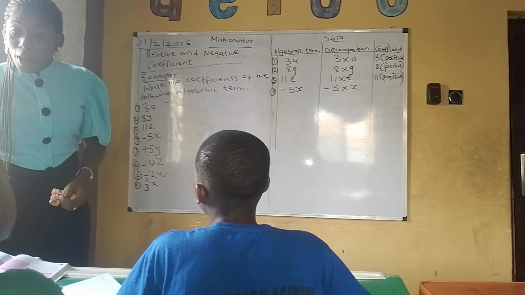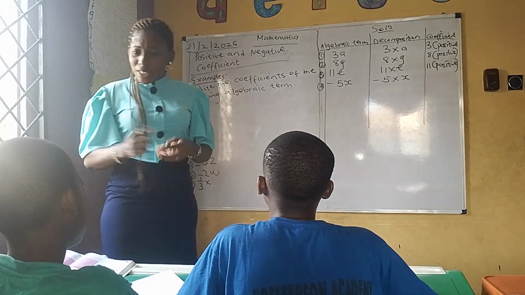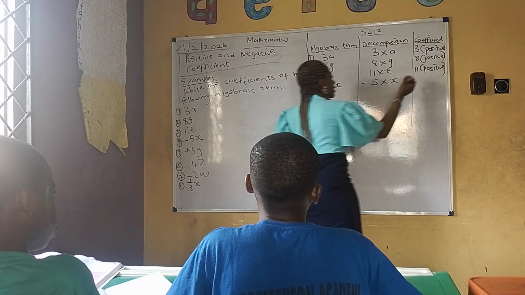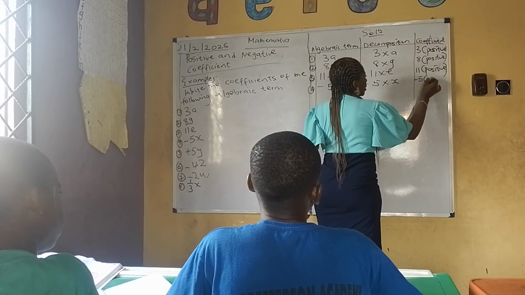And also, when you are solving, if there's a minus in front, will you disregard it? You will not disregard it. You must talk about it. So it is minus 5, which is what? Negative.